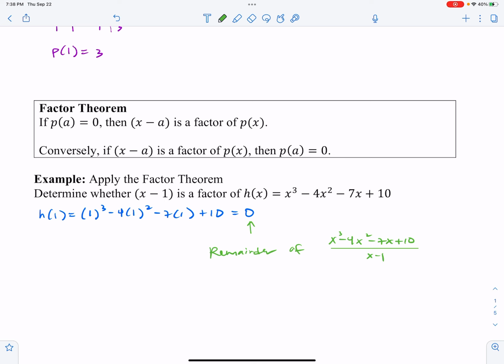So we could say, therefore, x minus 1 is a factor of h of x. Okay, because when we evaluate h of 1, we get 0. That means that 1 is a zero of h of x. Therefore, x minus 1 is a factor of h of x by the factor theorem.